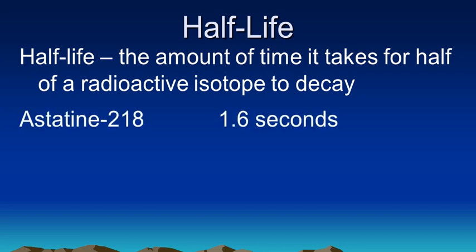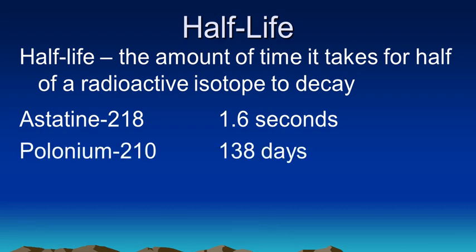Now here's an example. Some isotopes have a very short half-life. Astatine-218, for example, has a half-life of 1.6 seconds, and so it decays very, very quickly. Polonium-210, on the other hand, a notoriously toxic substance, has a half-life that's a little bit longer, about 138 days, so on the order of about 4.5 months.